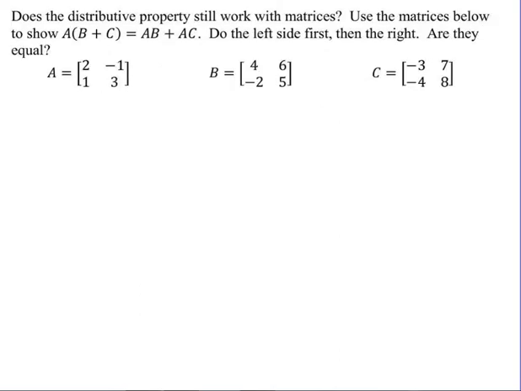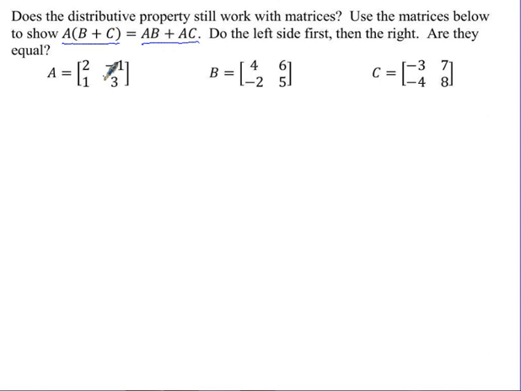What about the distributive property? Does it still work with matrices? So I'm giving you matrices A, B, and C, and I want to see if A times the quantity B plus C is the same as AB plus AC. We need to figure out if potentially the distributive property holds. So let's do the left side first, and then we'll do the right side. We'll have to multiply a couple of matrices together and add these two things together here. We need B plus C.